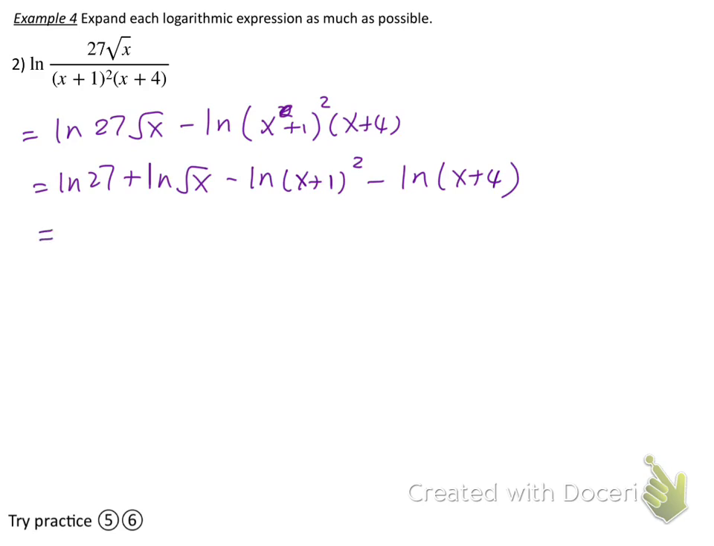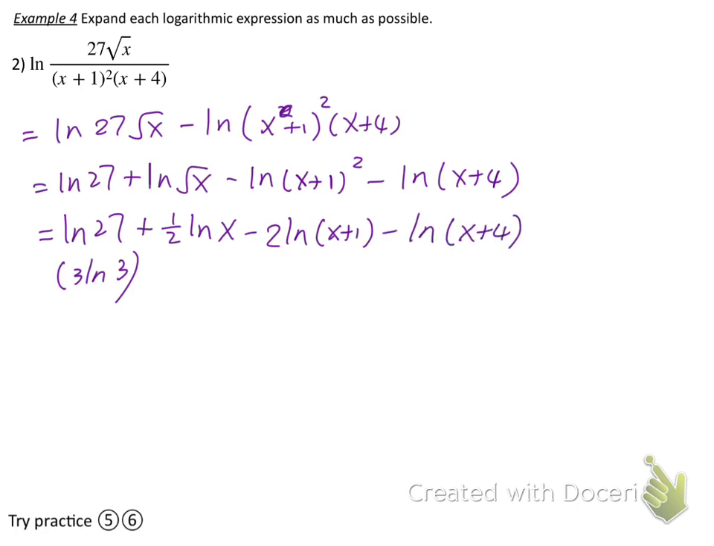I think you're okay with the square root of x being x^(1/2). I'll just pull it. So ln 27, I don't want to write it as 3 to the 3rd power, but if you want to, that's fine. The square root of x becomes x^(1/2), so I pull the coefficient to the front, and also the 2 as an exponent becomes a coefficient in front of ln, and finally x plus 4. ln of x plus 4.